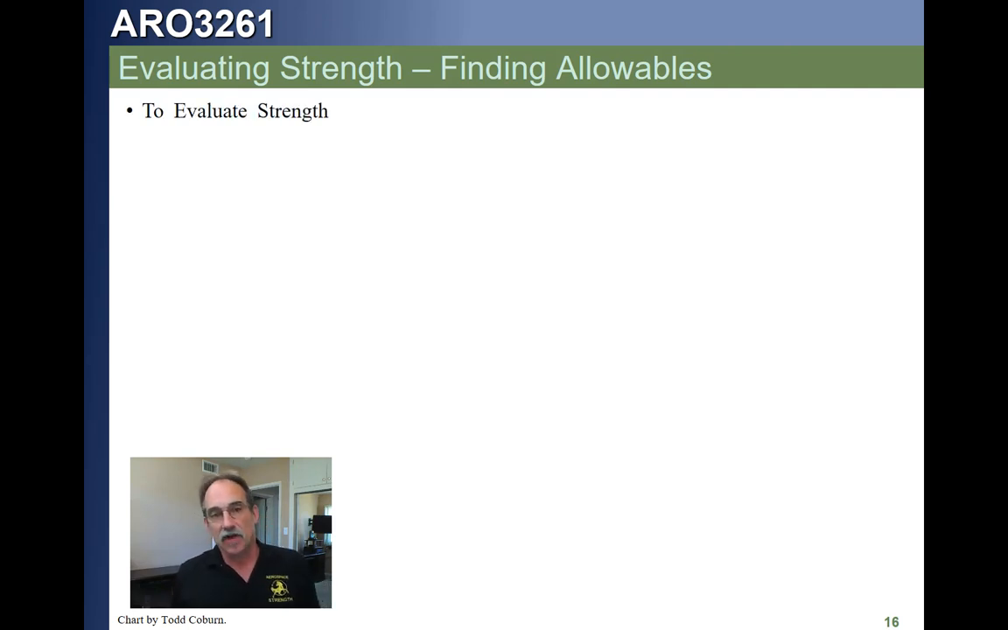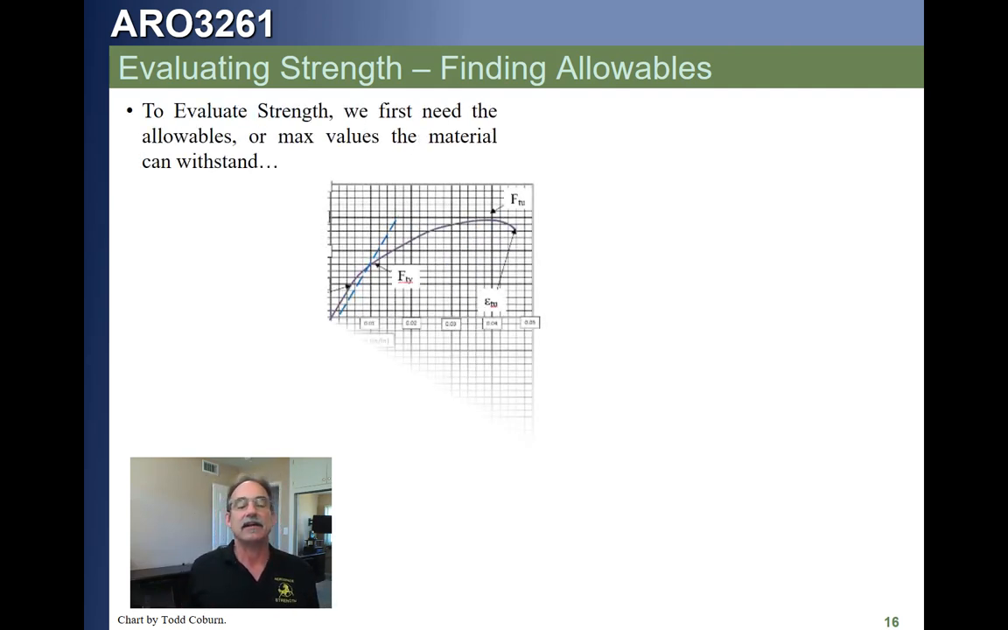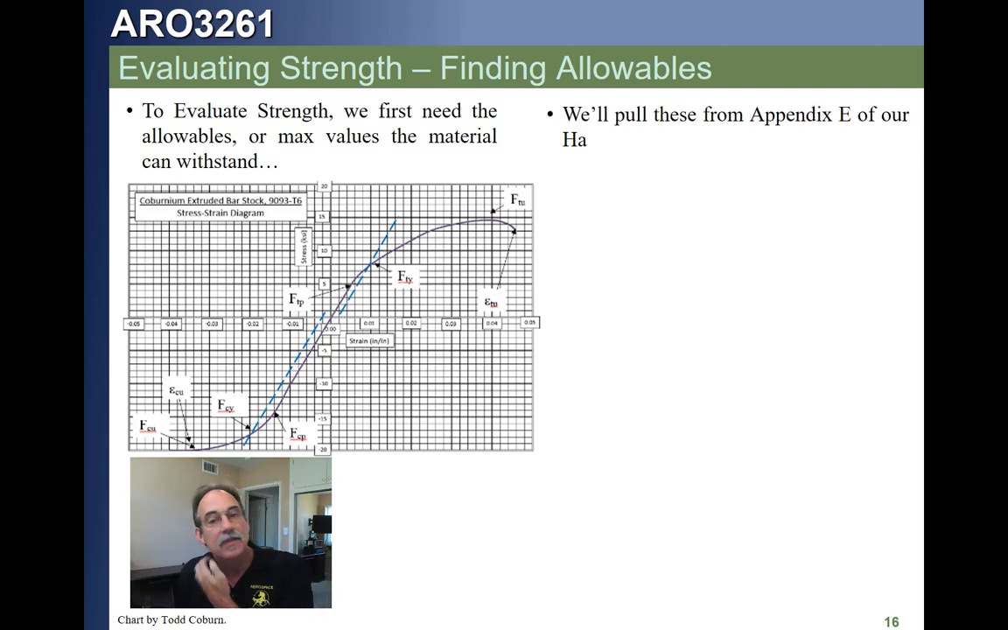So now we've talked about stresses, how to calculate basic normal stresses, and how to calculate margins of safety once we have the allowables. We've seen how to identify what the allowables of the material are from our stress strain curve, right? Our ultimate allowable is FTU and FCU, and our yield allowable is FTY and FCY. But where do we find these values if we don't have a stress strain curve? Well, we're going to go to the back of our book.